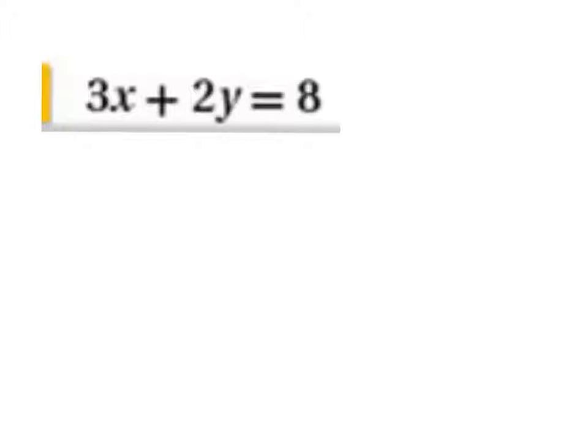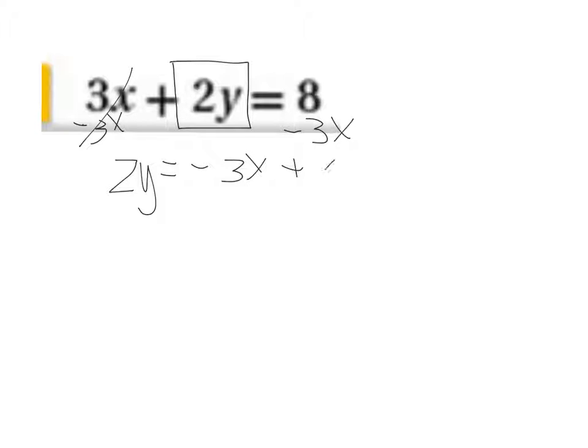So for this problem, in order to get it into y equals mx plus b, we have to isolate the y first. So the first thing that I usually do is I box off my y, because I can't do anything with that yet. And the 3x has to move to the other side. It's basically going to become the opposite sign. So minus 3x from both sides. That goes away. So we get 2y equals -3x plus 8.